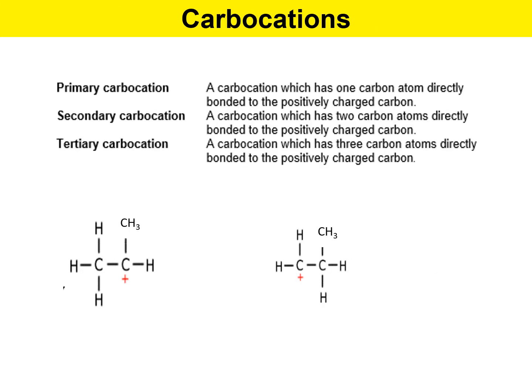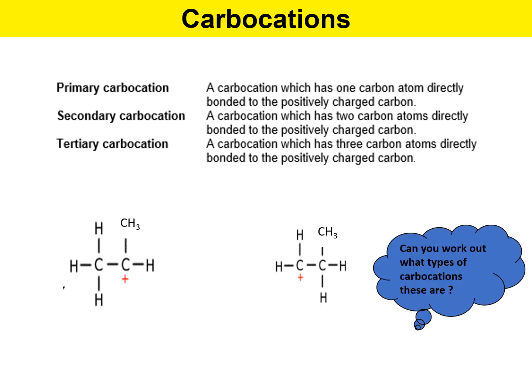Here are the definitions that you will find in your glossary. And below are 2 examples of carbocations. We're going to have a look and decide which one is more stable. If you look at the carbon that the full positive charge is on, in the first example, the carbocation has 2 carbons attached directly to the positively charged carbon. However, in the second example, there is only 1. That means that the first example is a secondary carbocation and the second example is a primary carbocation.